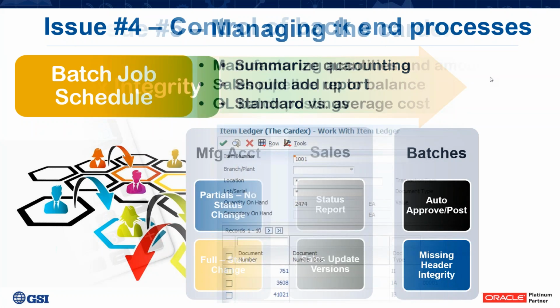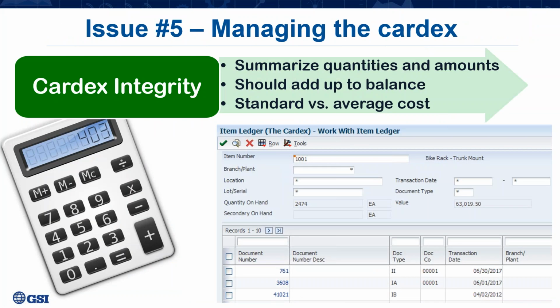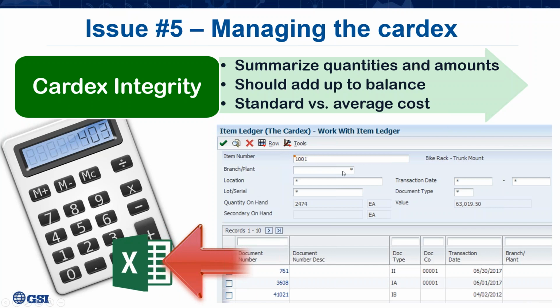Okay, now here's an interesting one, managing your cardex. I have an example on the slide here, and we're going to talk about summarizing quantities and amounts. They should add up to the balance that you see on the top of the screen. Now, these balances, the quantity and the amount, don't come from the cardex. They come from an item balance table, which is supposed to be a summary of the cardex.